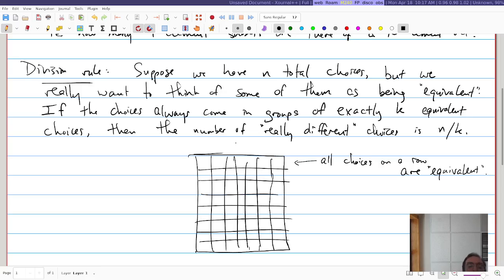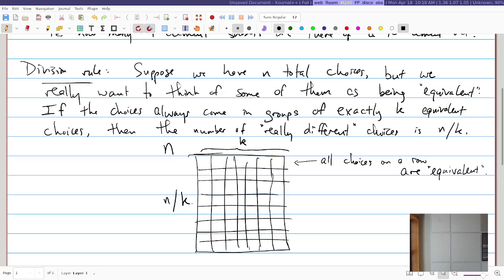Okay, and so of course, if I have n things total, each row has exactly k things in it. So each row is k different choices that are all the same to me. Then obviously, how many rows are there? There's n divided by k. The total is n, and there's k things in each row, and the number of rows is n divided by k.